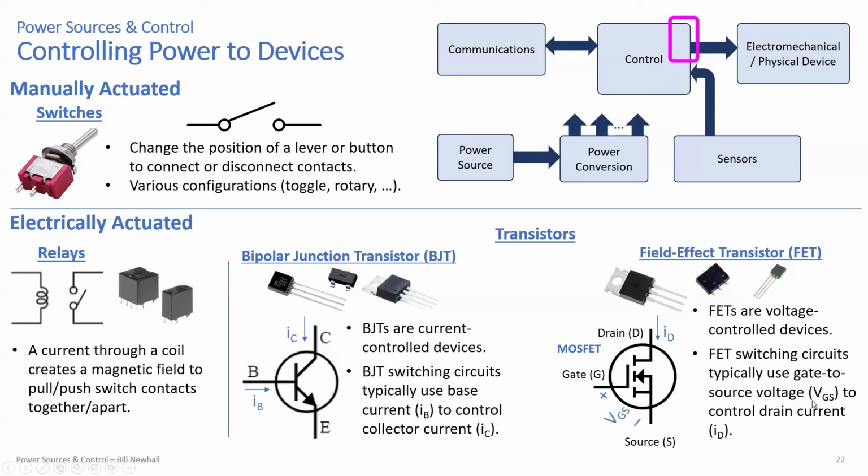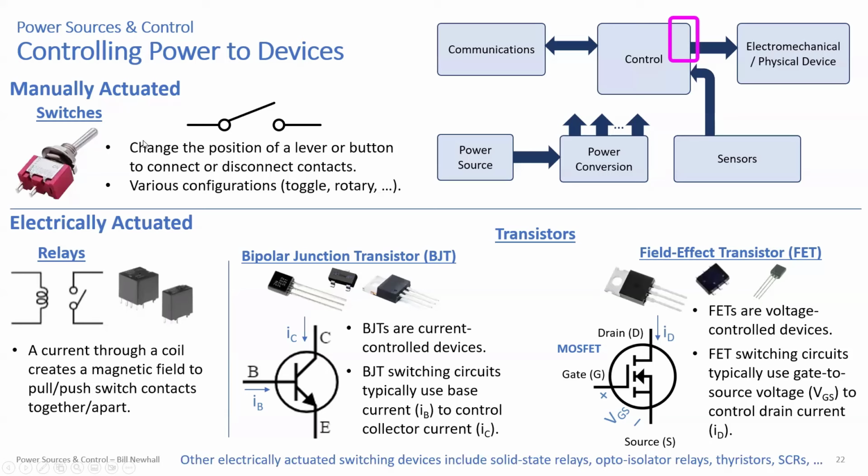Okay, and so these are examples of ways to control power delivered to a device, either mechanically actuated or electrically actuated. And there are other electrically actuated switching devices. There are solid state relays, there are opto isolator relays, thyristors, SCRs, etc. So we're going to concentrate on these common ones here that I've listed, and in lab you're using the MOSFET. So we'll talk about that in a little more detail.